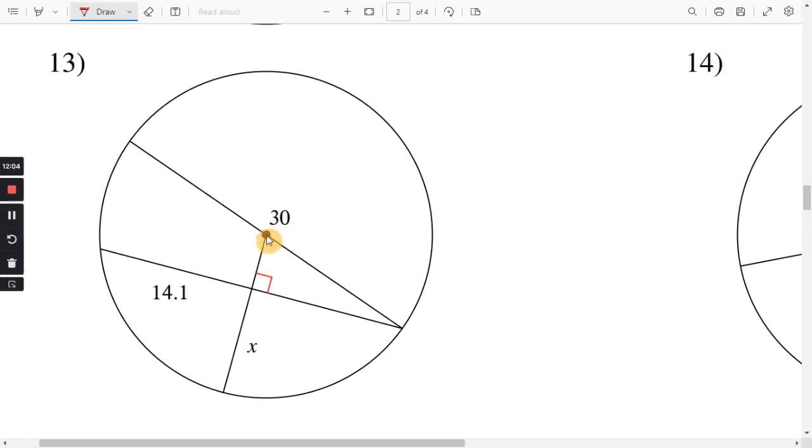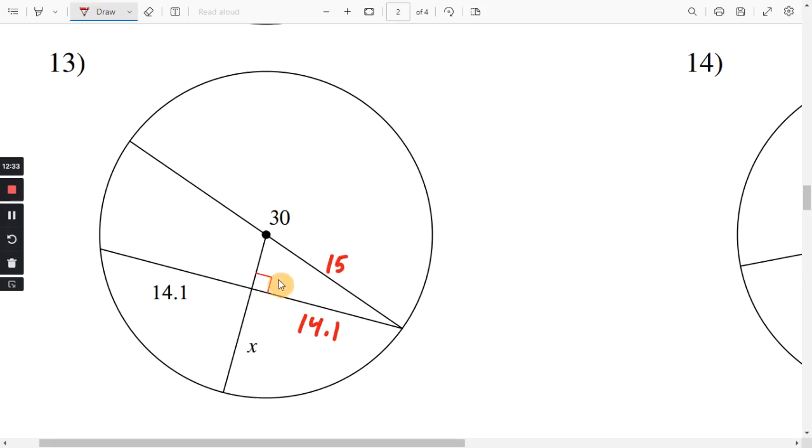All right, number 13, let's see. Center is here. It makes a right angle, so the chord's being bisected. If this is 14.1, this right here is 14.1. Okay, so we got that out of the way. And now let's see. If the entire diameter is 30, then the radius right here is just going to be half of 30, so that's 15.